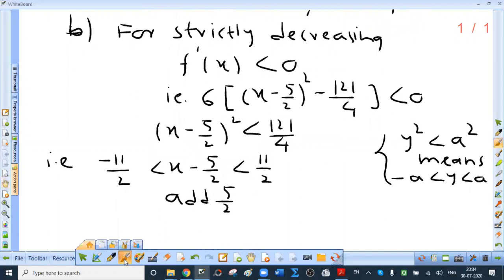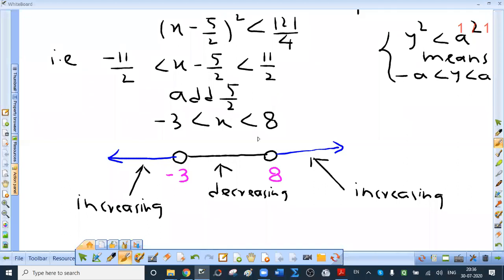So that gives me what? Minus 11 by 2 plus 5 by 2, that is minus 3. So minus 3 less than x less than 8. So the function is strictly decreasing if minus 3 less than x less than 8. Now we can also show this on the number line. Minus 3 and 8 are stationary points. In between minus 3 and 8, the function is decreasing. To the right of 8 and to the left of minus 3, the function is increasing. That's it. So this is about sum number 4.